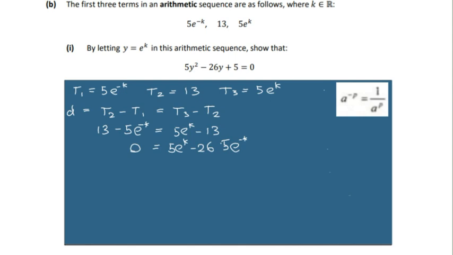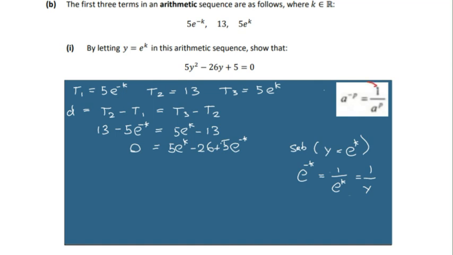Okay, so what do we need now to get it identical to it? So the y has to come in now as a substitution. We're going to substitute the actual y is equal to e to the power of k. And we're going to make a note here as well that e to the power of minus k is going to be 1 over e to the power of k, which is also equal to 1 over y. And where did I get that from?